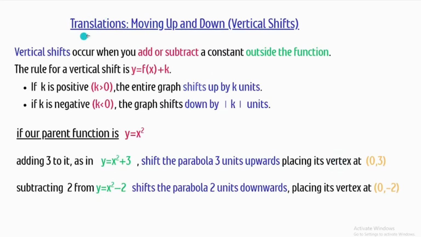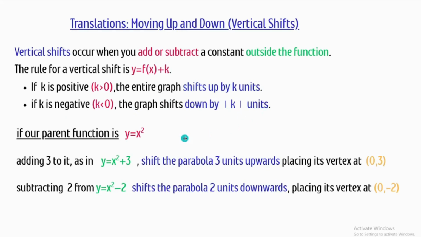First, we will start with translation, moving up and down, vertical shifts. Vertical shift occurs when you add or subtract a constant outside the function. The parent function is y equals f(x), without k. And we will add k outside the function, and we will show what will happen. If k is positive, k is greater than 0, then the entire graph shifts up by k units. If k is negative, the graph shifts down by absolute k units.